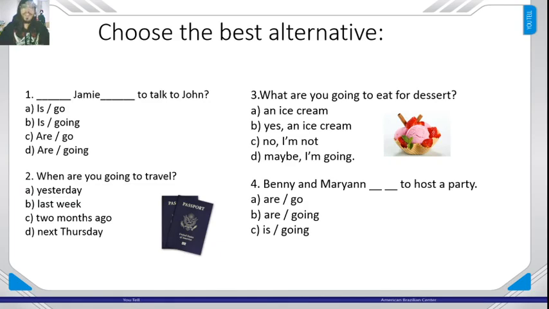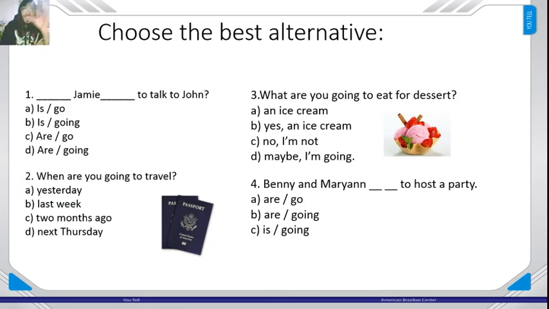Okay, so you are right. You are correct. You have done it correct. So B is the best alternative here. So is Jamie going to talk to John? So we are asking if Jamie is going to talk to John. In Portuguese, we are asking if Jamie vai conversar com John. We don't know the situation, if it's going to happen or not.